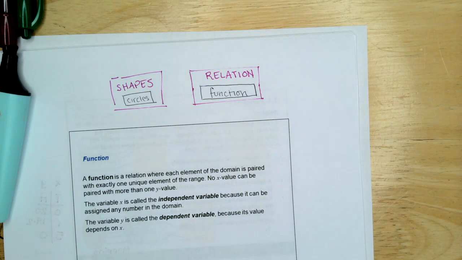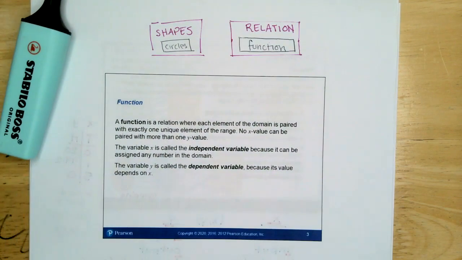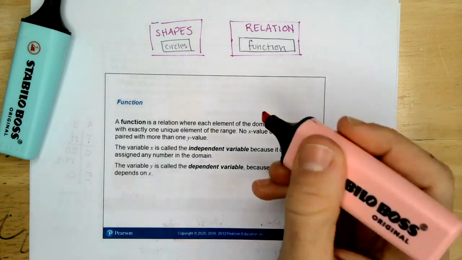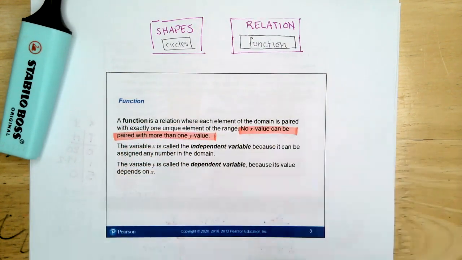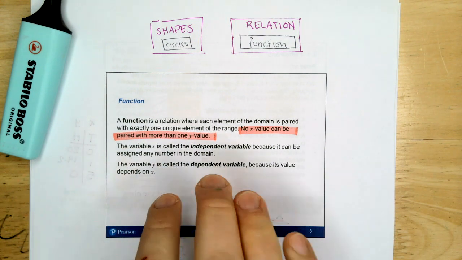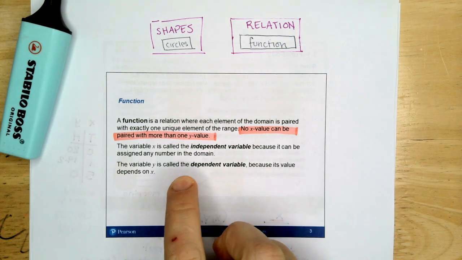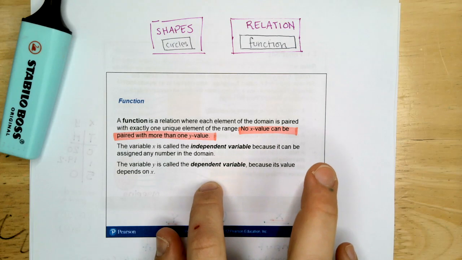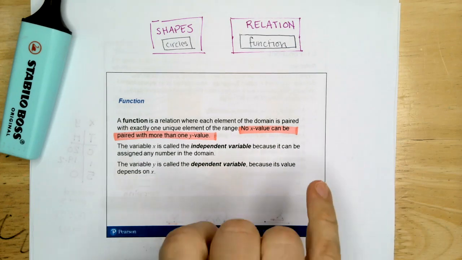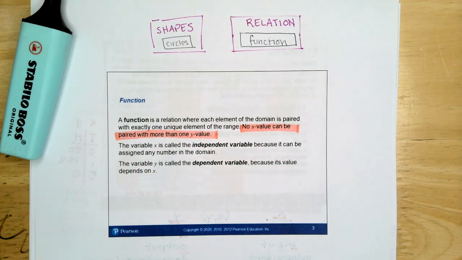No, this is important, okay? No x value can be paired with more than one y value. It's okay if a y value has more than one x, but an x cannot have more than one y. When I put an x into the function, that x always gives me the same y. There are not two different y's that are possible, okay?